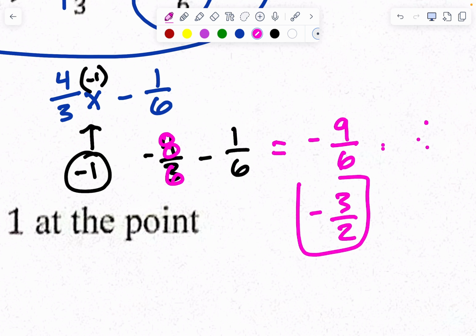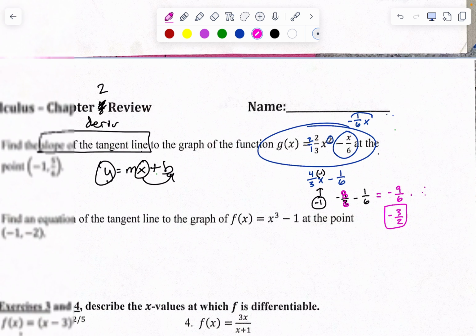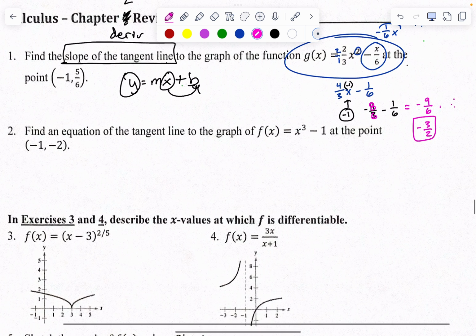Okay, negative 3/2. Happy with that? Derivative. Plug the point in. Find the slope of the tangent line. See, I was confused because I thought we had to do the 6-page long essay about it.